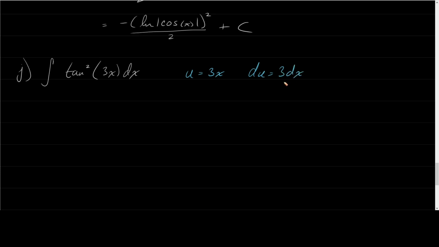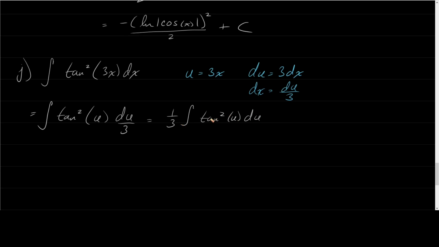And at that point, let's go ahead and replace those things. From here I can say that dx is du over 3. So this integral becomes, well, that tan squared we didn't use for anything, so that's tan squared. That 3x, that was our u. And then that dx is du over 3. So I'm just going to rewrite this as 1/3 integral of tan squared of u du. Let's just rewrite that integral sign. There we go, way better.